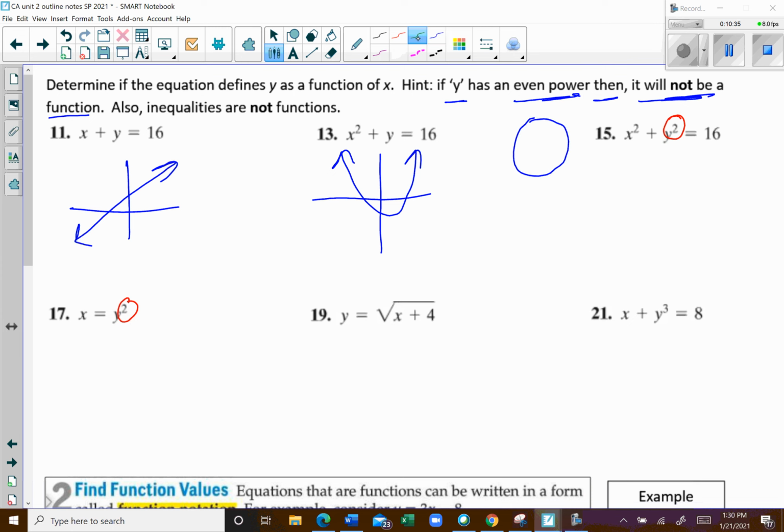Okay. Now let me show you why this is not a function by showing you ordered pairs. For every x, I can only get a unique y. So if x was 0, y could be 4 because 4 to the power of 2 would give me 16, right? But if x were 0, y could also be negative 4 because when you square a negative, it becomes positive. So negative 4 times negative 4 would be positive 16. That shows you how x could have two different results, which makes it not a function.